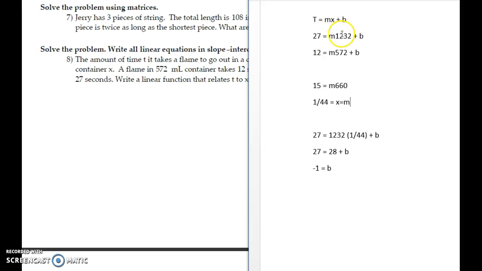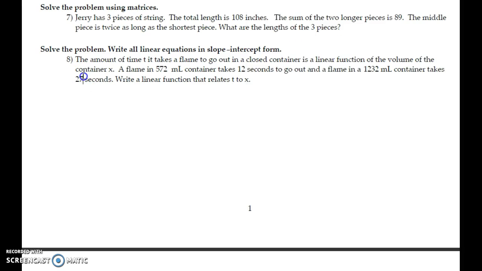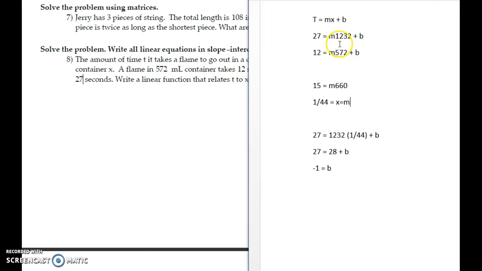So plug in the y and the x values, or the t and the x values. 27 seconds goes with that size container. 12 seconds goes with that size. So plug all that in. Now just subtract these equations. This equation, subtract that one, and you're left with that.